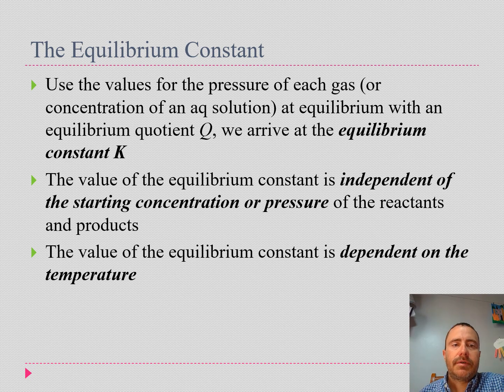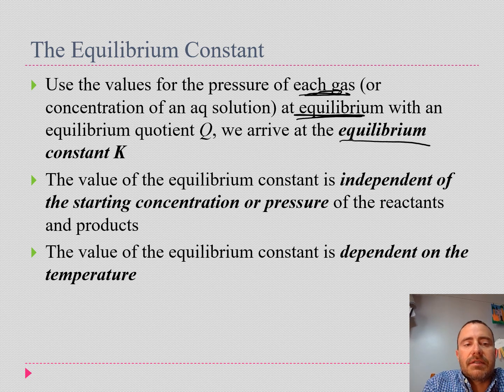In order for us to calculate the equilibrium constant, we're going to need the values for the pressure of each gas, and they must be each gas at equilibrium. We can also do this if we have aqueous solutions. We need the concentration of each species at equilibrium. All right, and so we can calculate this equilibrium constant that we're going to call K.